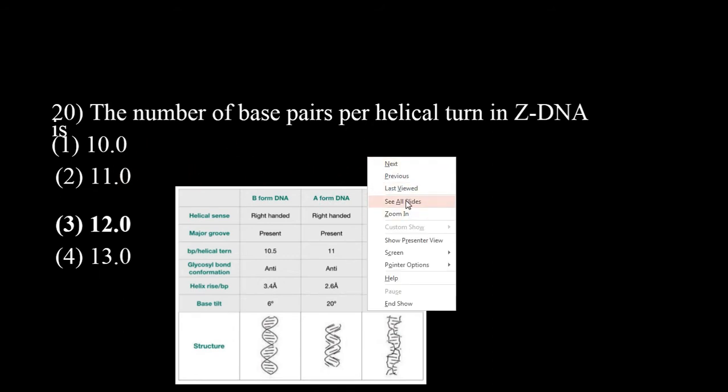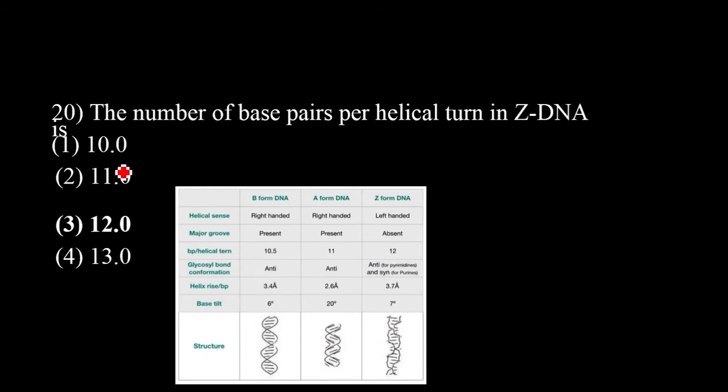If you observe the Z DNA, it contains 12 base pairs. Here see, 12 base pairs for each turn. Each turn of Z DNA contains 12 base pairs. Hence option 3 is the correct answer for question number 20.